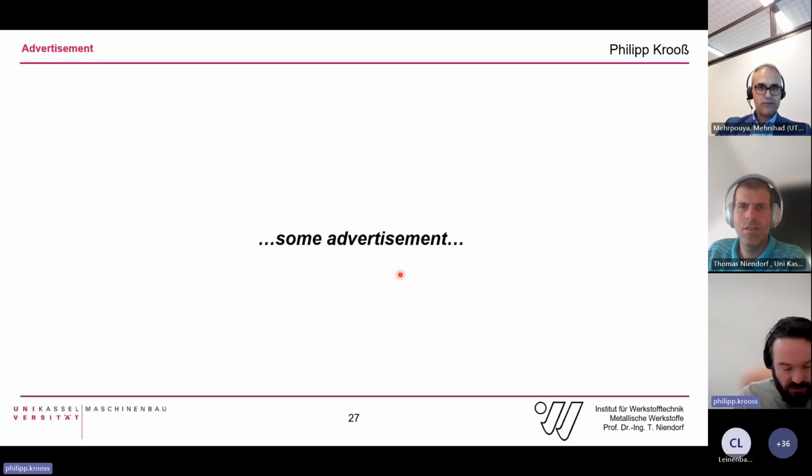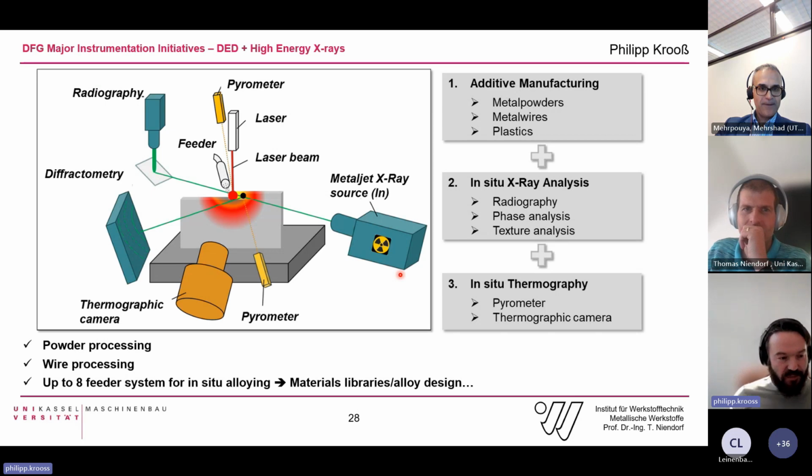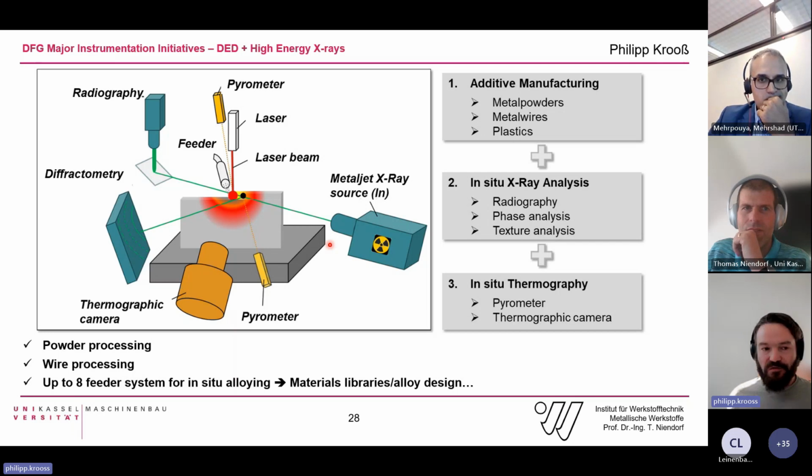Before I end, I have 2 minutes, I guess, 1 minute. Before I end, I would do some advertisement, not only for me or my institute, also for Thomas Niendorf, because he's the major investigator of this. Thomas applied for a DFG major instrumentation initiative. It's a DED machine with a high energy X-ray source. So basically, we have a DED machine which can print different kinds of structures, but we're interested in printing walls. And we have a metal jet X-ray source, which is a very strong, laboratory scale synchrotron in front of a DED machine.